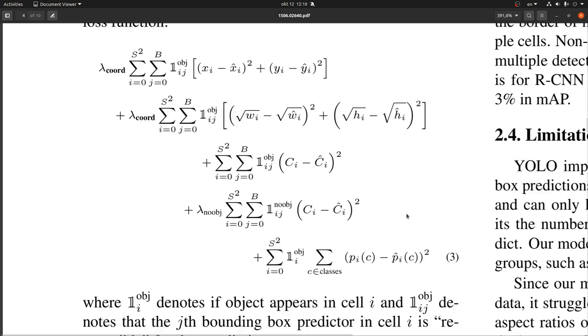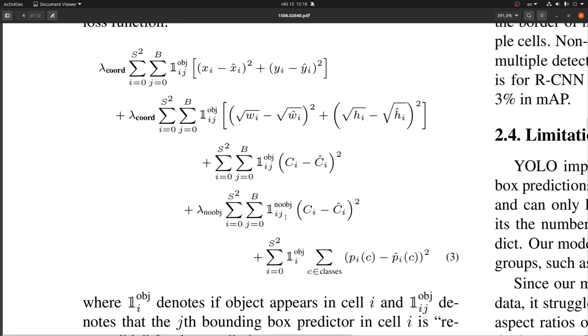Next is if there would be no object in a cell. Then we have this loss right here. So first of all, the loss above is if there is an object in the cell. The thing below here is if there was not an object in the cell. And then we're going to have this identity no object, ij. So we're going to look if there's no object in cell i.